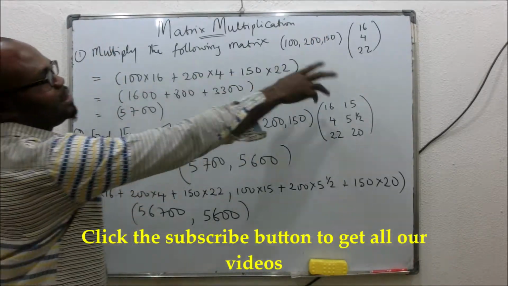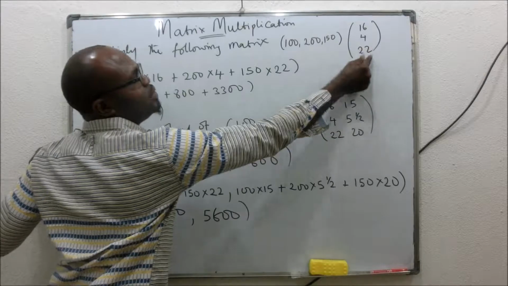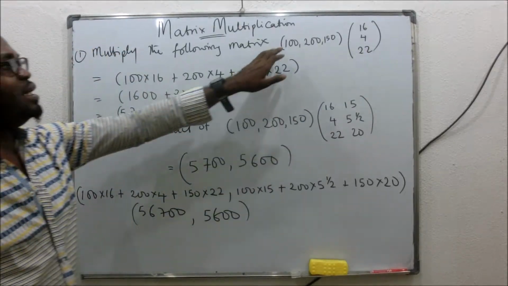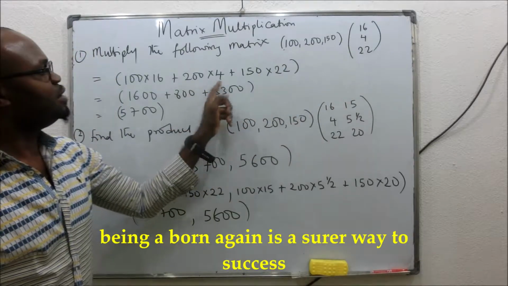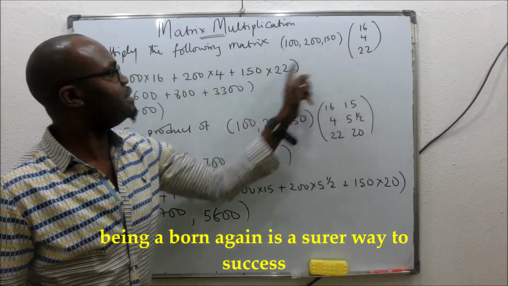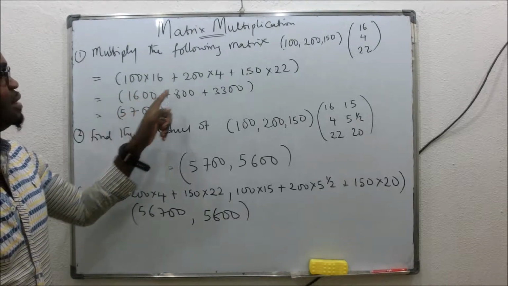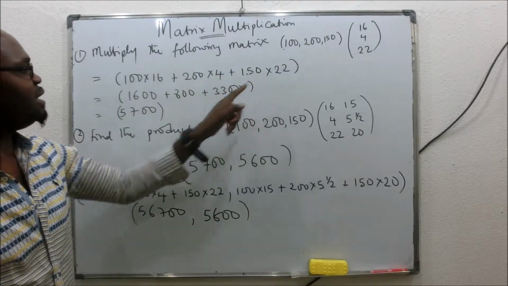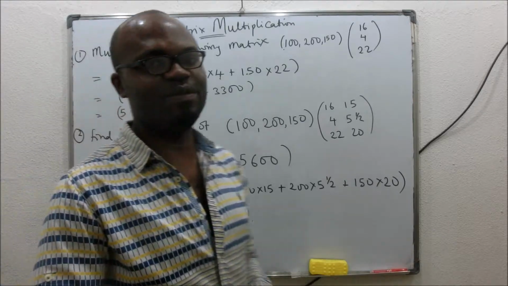So how do you go about the multiplication? Pick out this, multiply with this, plus this multiply with this, plus this multiply with this, and that's what was done. 10 times 16 plus 200 times 4 plus 150 times 22. So when you add up, if you multiply this, you have this. If you multiply this, you have this. And when you add this, you have 700. And that is how you do multiplication.